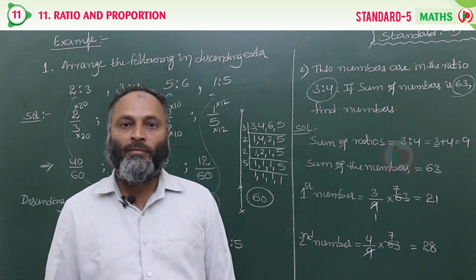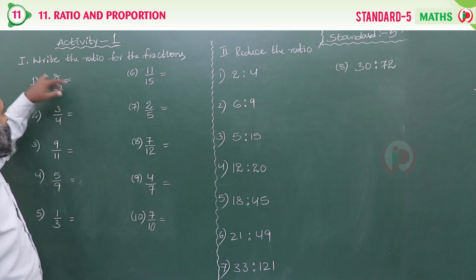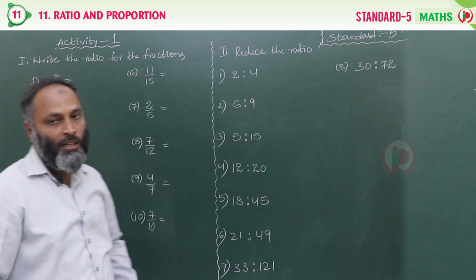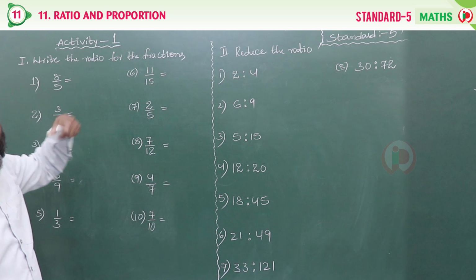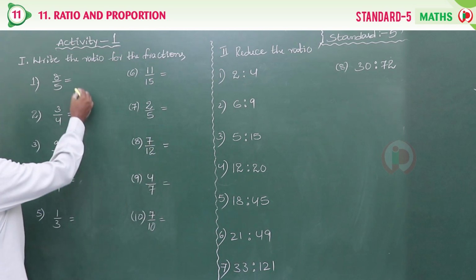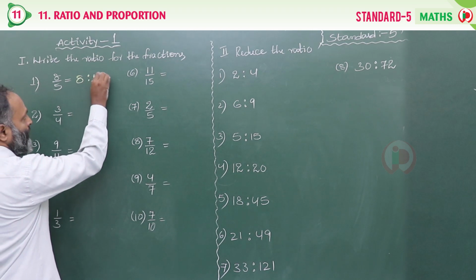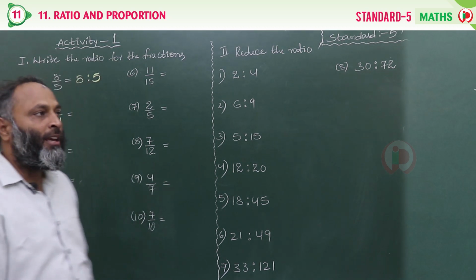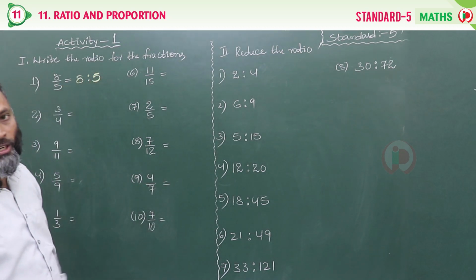Okay students, now in the activity, see here. Write the ratio for the following fractions. So here we should write the ratio. Here 8 by 5 is a fraction, and we should write it as a ratio. How to write it as a ratio? 8 by 5 simply means 8 is to 5. This is the method to write a fraction as a ratio.